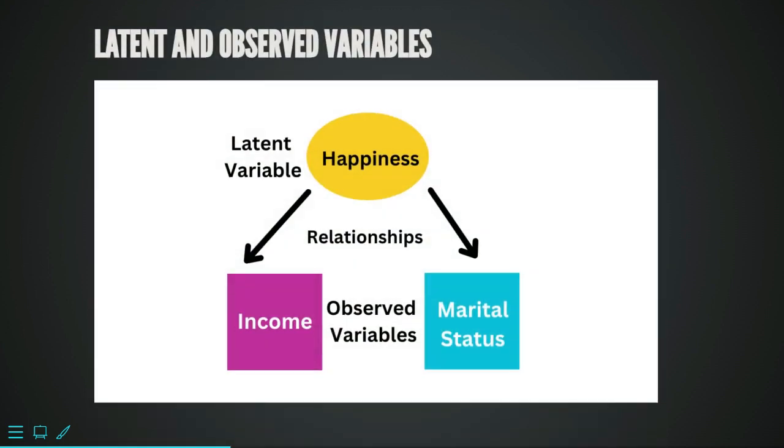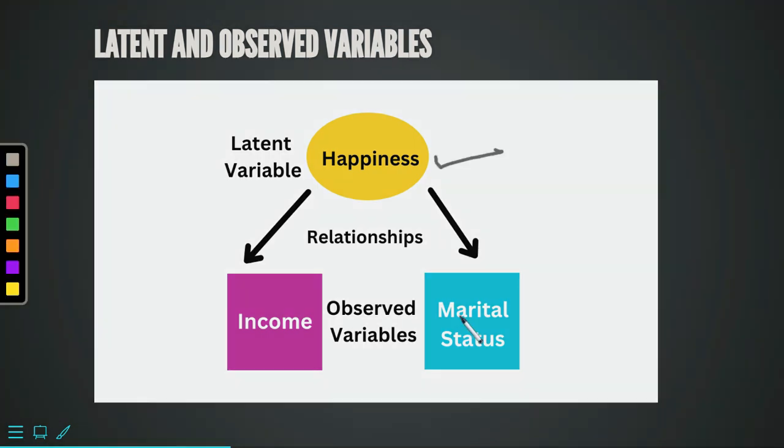This is a diagram of what I've explained earlier. You can see happiness, our marital status, and then our income. Our two observed variables are income and marital status, and our latent variable is called happiness. You might be wondering why these arrows are pointing down and not up. Why are they not pointing up like this?